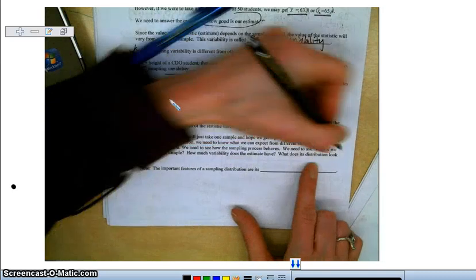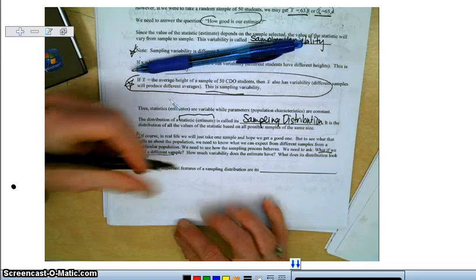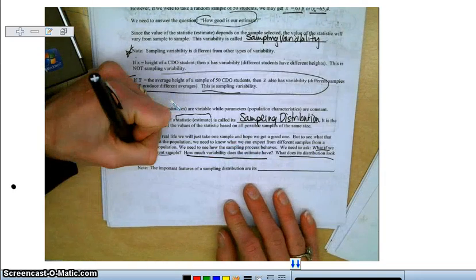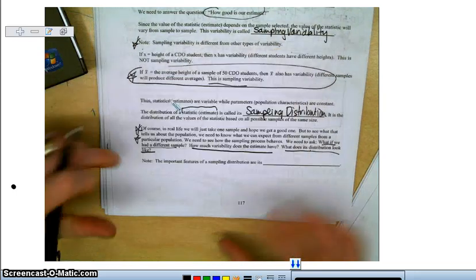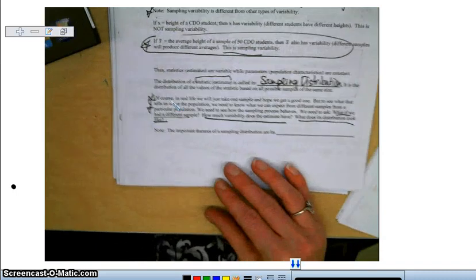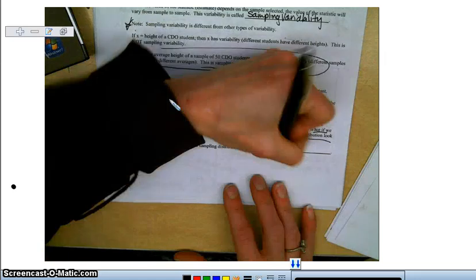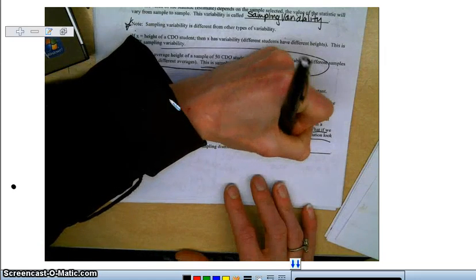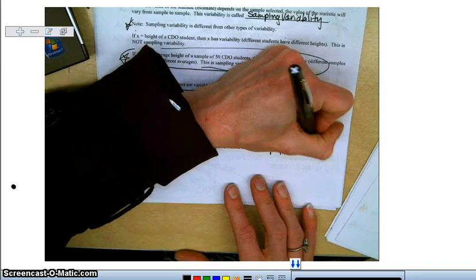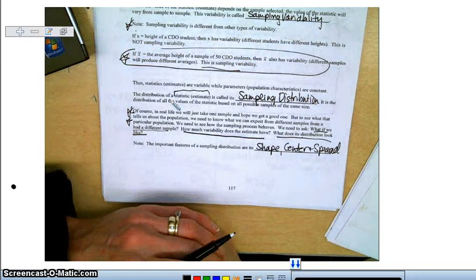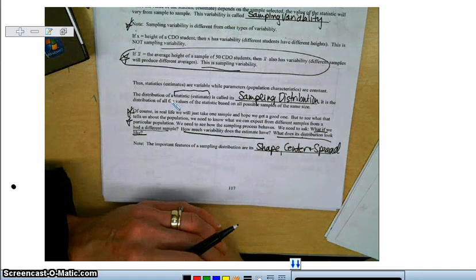We need to ask, what if we had a different sample? How much variability does the estimate have? What does its distribution look like? Distribution, remember, is a picture of the graph, like a histogram, or just a list of all the numbers. Note, the important features of a sampling distribution are its shape, center, and spread. We had that back in chapters 1 through 6. If you describe a distribution, you describe its shape, center, and spread.